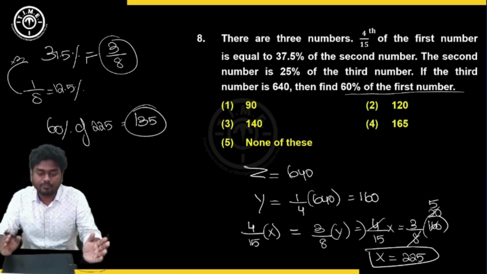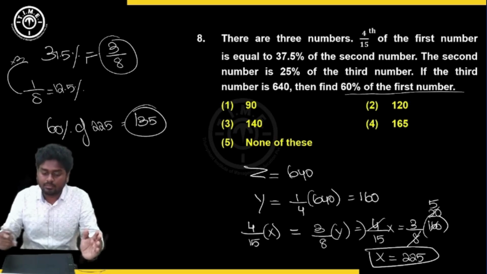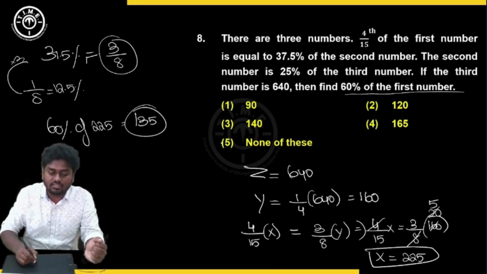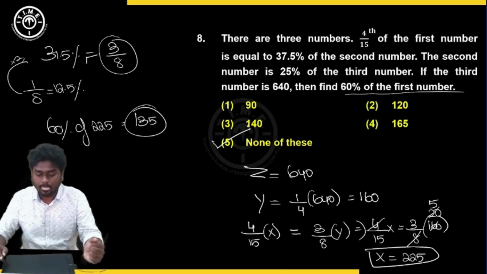Let's cross check. First, 4 by 15th of the first number x is equal to 3 by 8 of the second number y. Now when we put 3 by 8 of 160, this goes 20 times and this goes 5 times, right? We cancel 5 times. So this is 3 by 8, 5 into 3, 15. 15 into 15 gives us 225, so 225 is the value of x. From that we find 60%, which is 135. So the answer for this question is none of these. Clear, everyone?